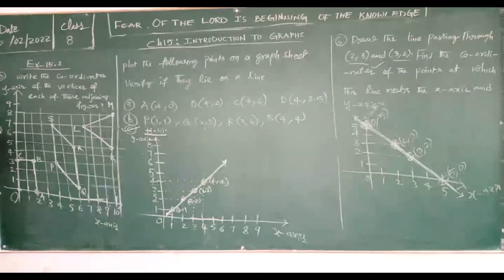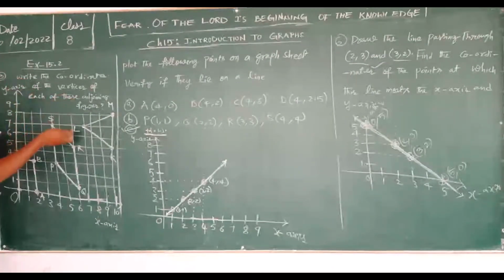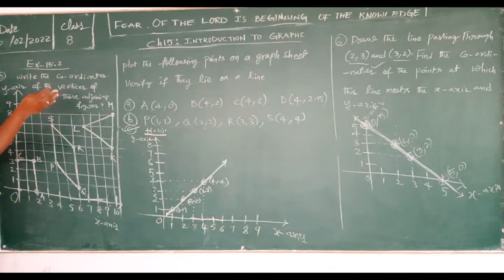Okay, let's move on to the third one. Write the coordinates of the vertices of each of these adjoining figures. In the textbook they gave an adjoining figure, but now it is the figure below. So observe what I need to write. I want to write the coordinates for each and every point. Let's check how to write.